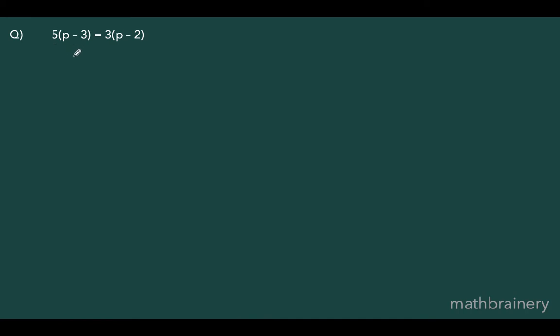5 into p minus 3 is equal to 3 into p minus 2. So first let's expand the LHS and RHS. So you have 5 into p is 5p minus 5 into 3 is 15. This is equal to 3 times p is 3p minus 3 times 2, that is 6.